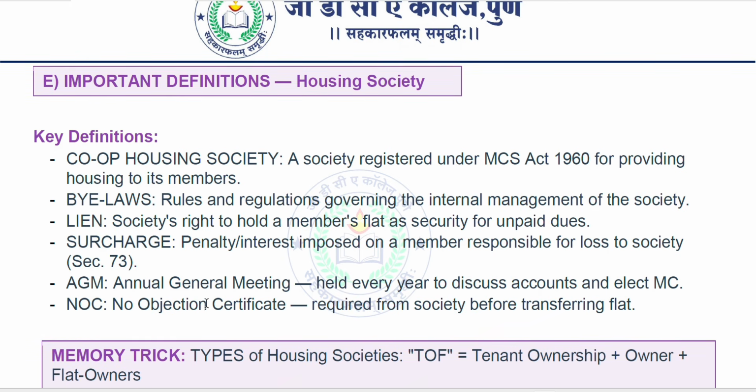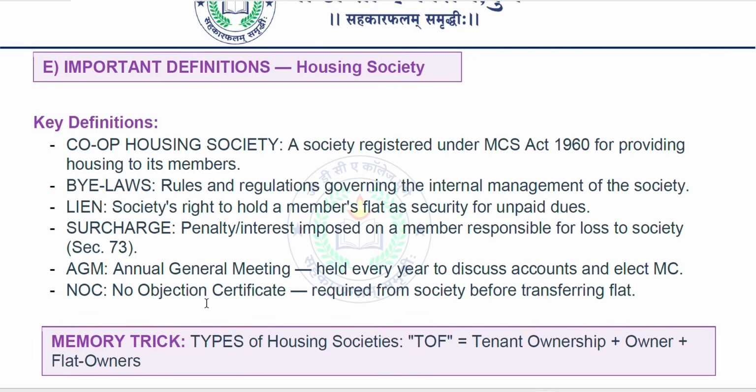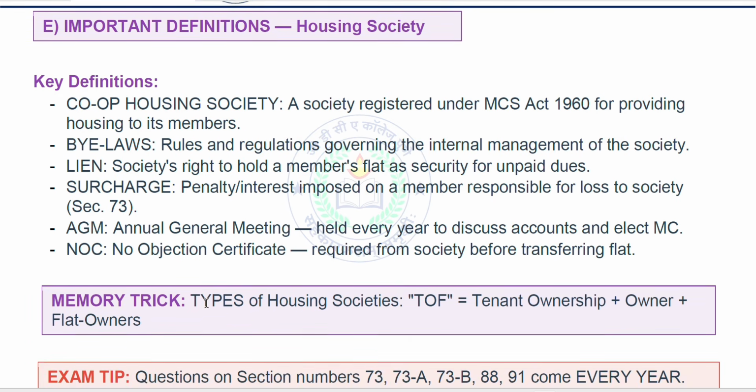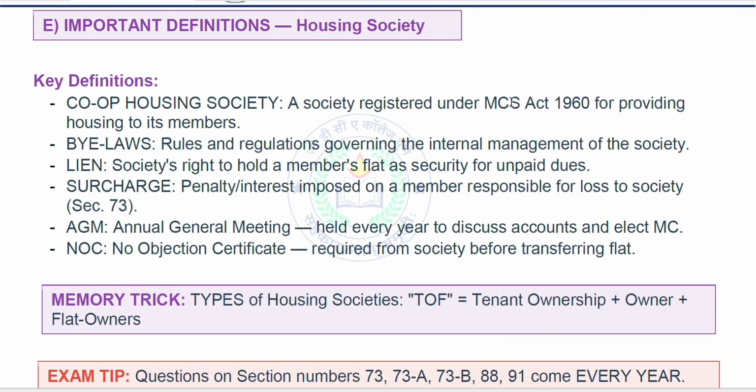So what are the important definitions for housing society? Key definition: cooperative housing society, a society registered under MCS Act 1960 for providing housing to its members. Bylaws, rules and regulations governing the internal management of the society. Lien, society's right to hold a member's flat as security for unpaid dues. Surcharge, penalty or interest imposed on a member responsible for loss of the society's interest, section 73.